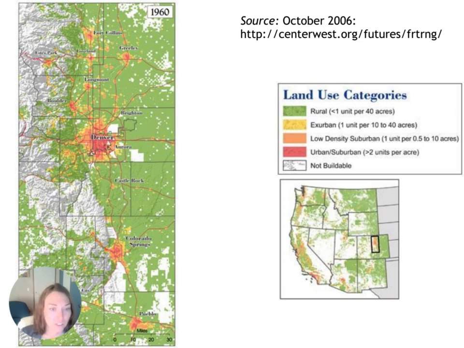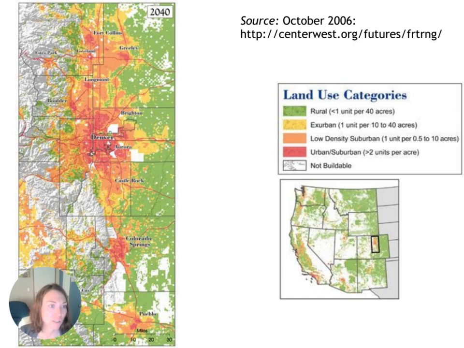And this is kind of interesting, just looking at the change, looking at these colors. So red is going to be urban suburban. Low density suburban is going to be the orange. Rural is going to be the green. So just look, this is 1960. I'm from Colorado, if you're noticing a Colorado theme here. But let's just look at how this changes from 1960 to 2000. And then a projection of what it could be like in 2040.